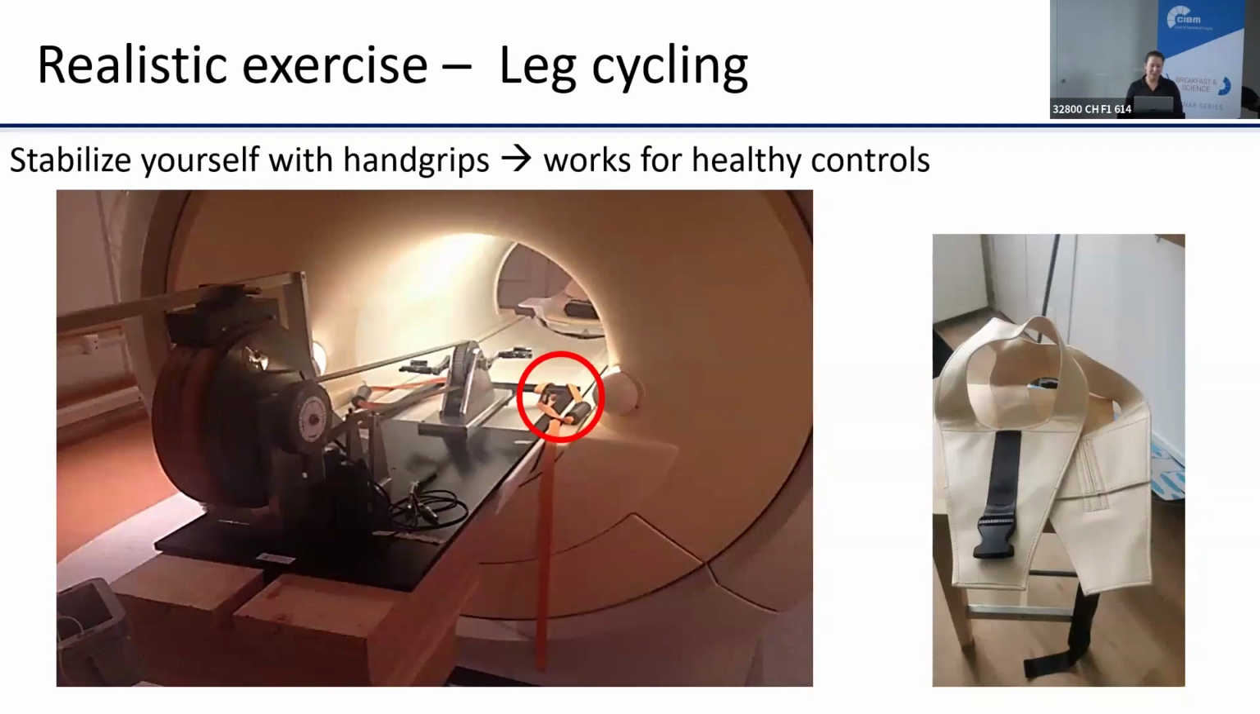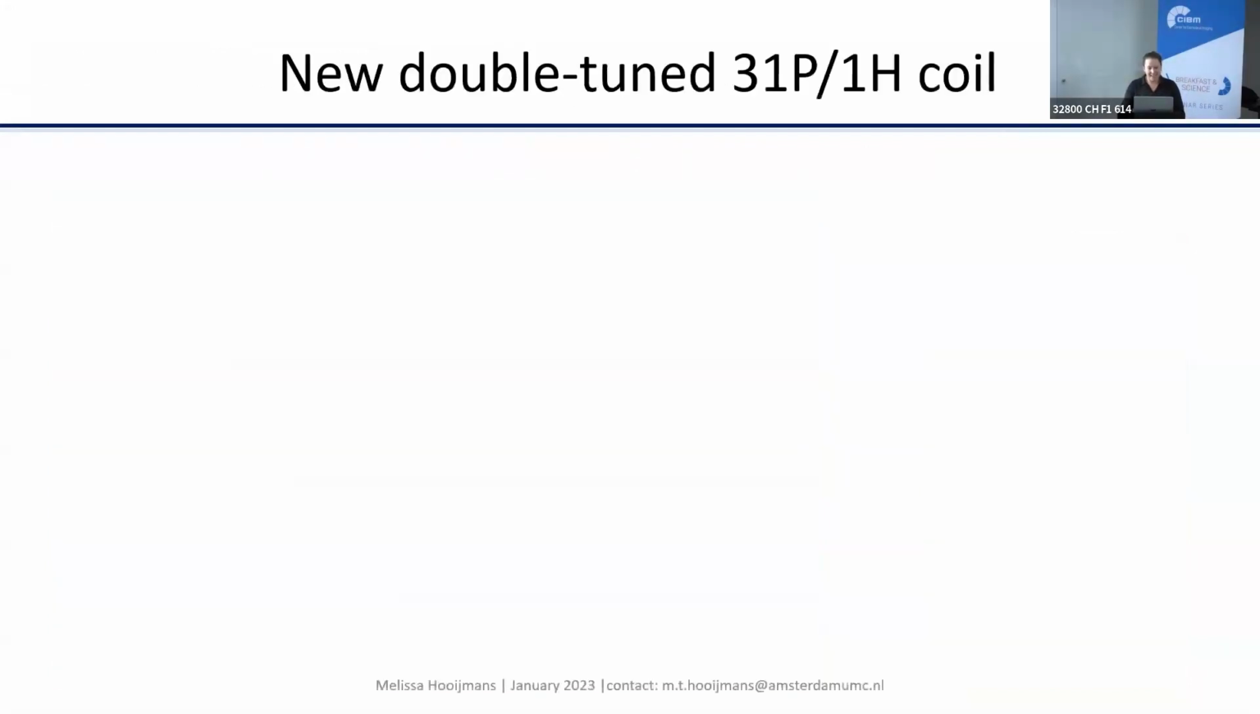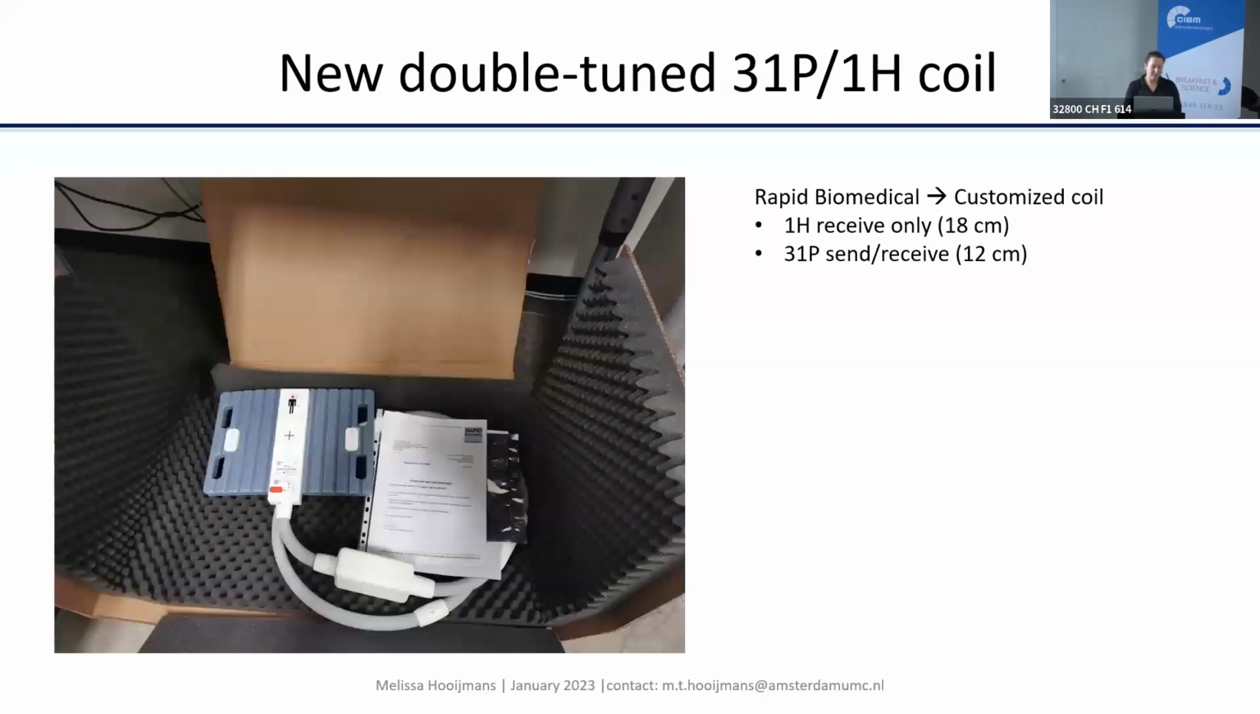So yeah, it's a lot of effort to put somebody into the MR scanner, but when they're finally positioned, it works actually quite well. And we also got a new coil to be able to use only one coil, a double tuned one, for both the phosphorus and the proton. We collaborated with Rapid Biomedical, and they customized the coil slightly. So we ended up with a proton receive only coil and a phosphorus send receive coil with different loop sizes. And then you can see it here on the screen.